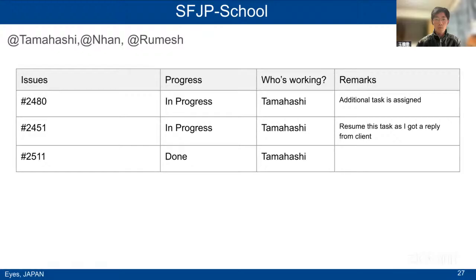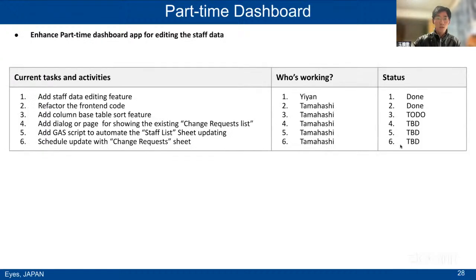For the San Francisco project, I completed issue 2511 this week, and for the next step, I will complete 2480 and 2451 by next week. 以上です。And for the part-time dashboard project, I finished refactoring the front end code pull request, and for the next step, I will implement the table sort feature.